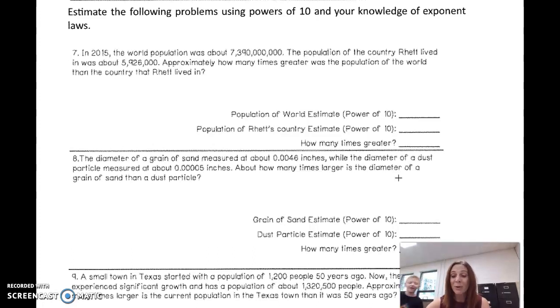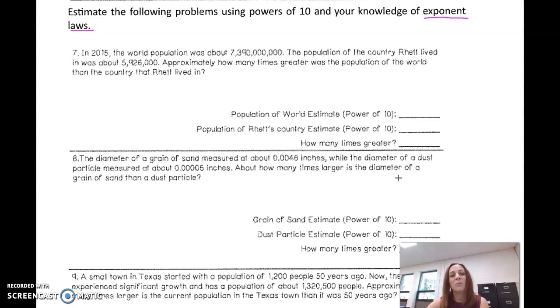We're going to finish up lesson 1.8 right now, just using that estimation to figure out how many times bigger something is. It says estimate the following problems using your powers of 10 and your knowledge of exponent laws. So they're not just going away.